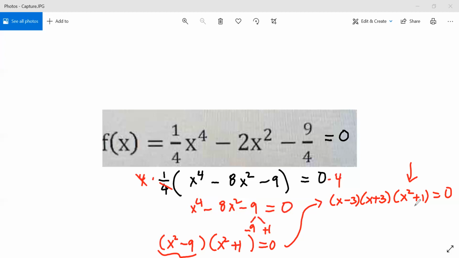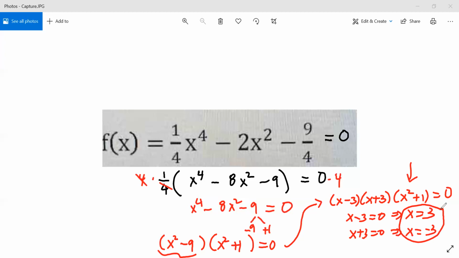So I'm going to write down all of them. Set each factor to 0 now. So x minus 3 equals 0 gives you x equals 3. X plus 3 equals 0 gives you x equals -3. These two are the only real solutions.